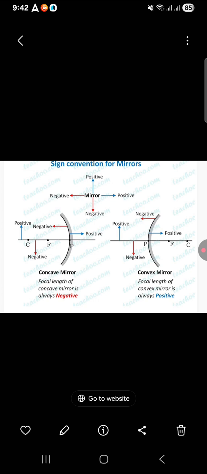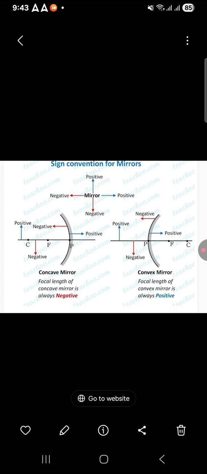So what we have discussed till now: U is always taken as negative in case of concave mirror, focal length is also taken as negative, and distance of image is taken as negative when we get a real inverted image, and V is taken as positive when we get a virtual and erect image, right?